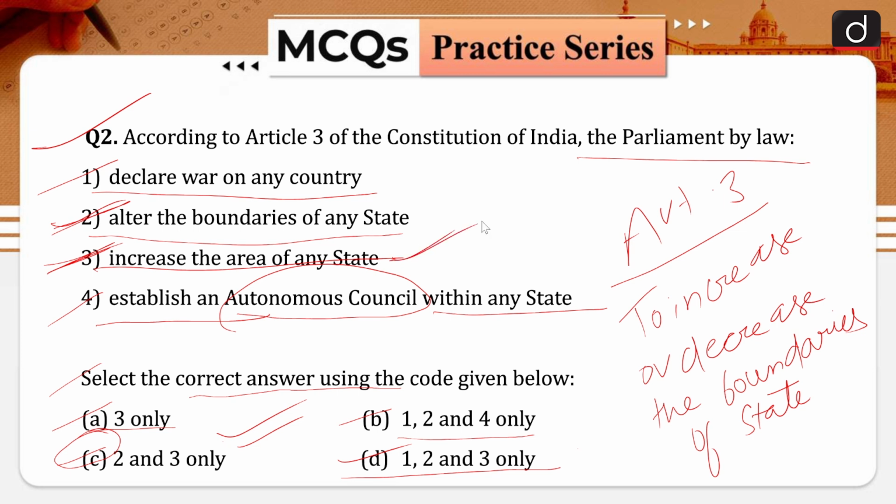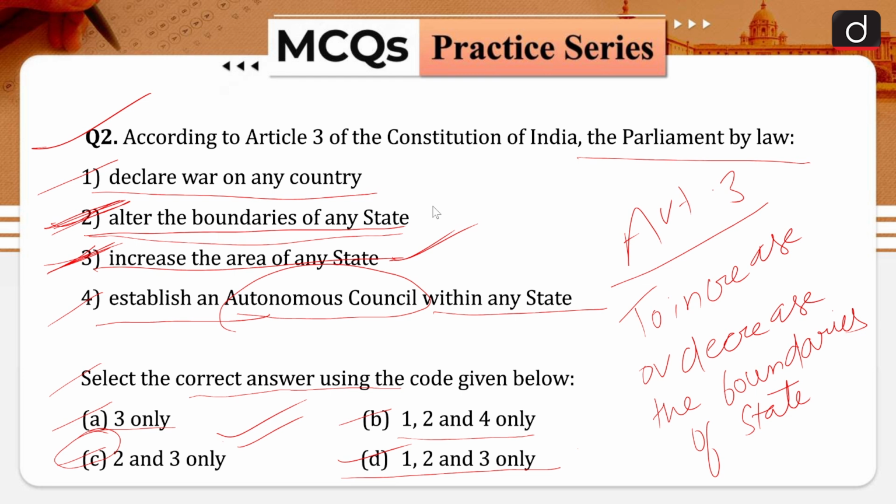According to Article 3 of the Indian Constitution, the Parliament may by law firstly form a new state by separation of territory from any state, or by uniting two or more states or parts of states, or by uniting any territory to a part of any state. Secondly, increase the area of any state, and hence option 3 is correct. Diminish the area of any state and alter the boundaries of any state. Hence option 2 is also correct.